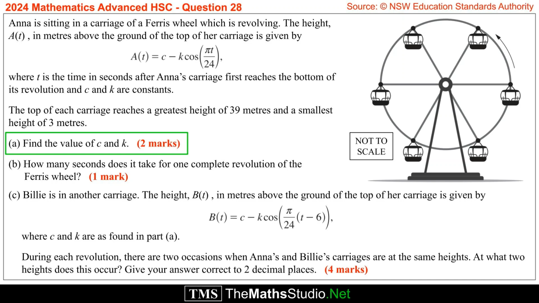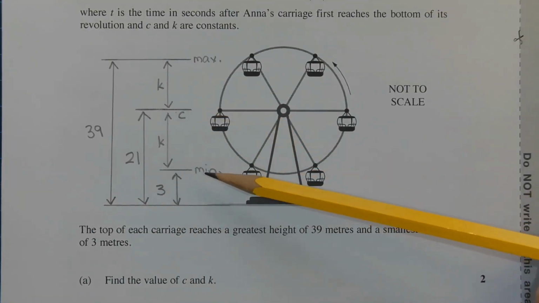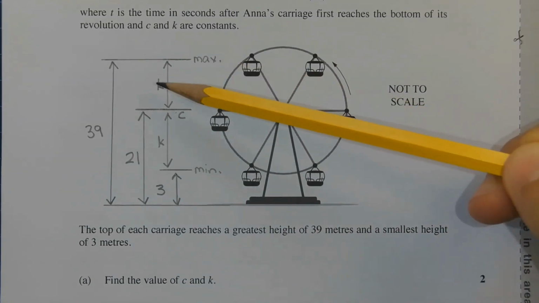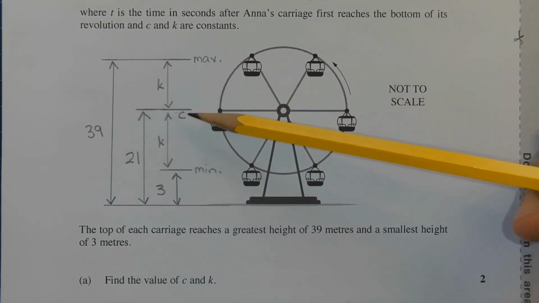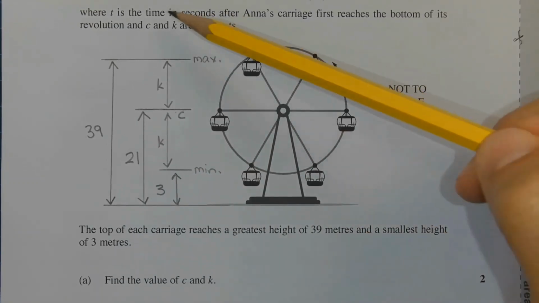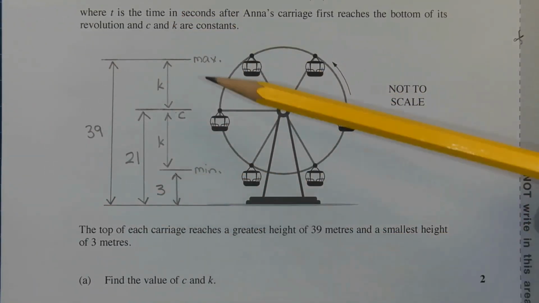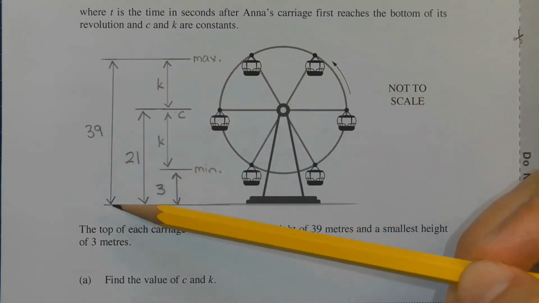Part A. Find the value of c and k. C represents the line of centre between the minimum height and the maximum height, and k represents the distance between the line of centre to either the maximum or the minimum height. So I've sketched this here as a visual reference. We can see that the minimum height is 3 meters, the maximum height is 39 meters.